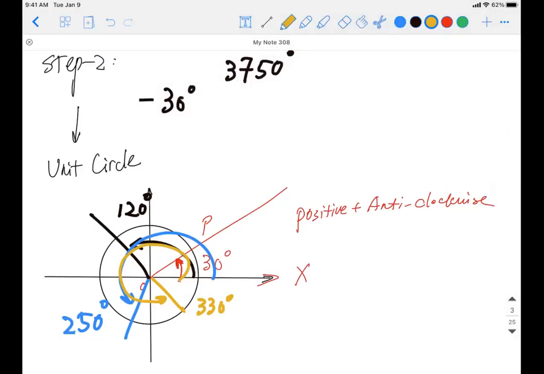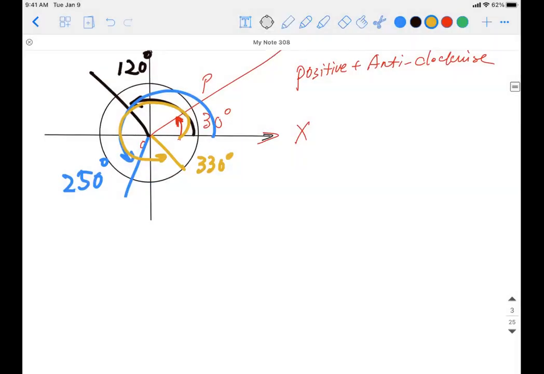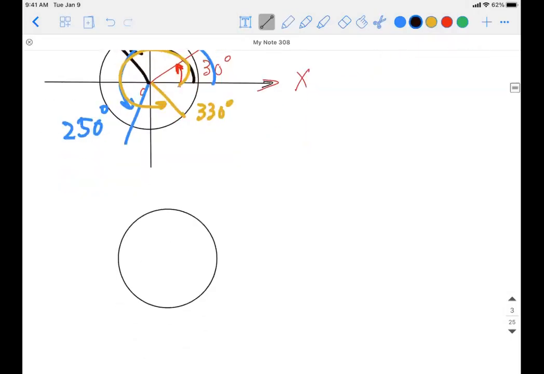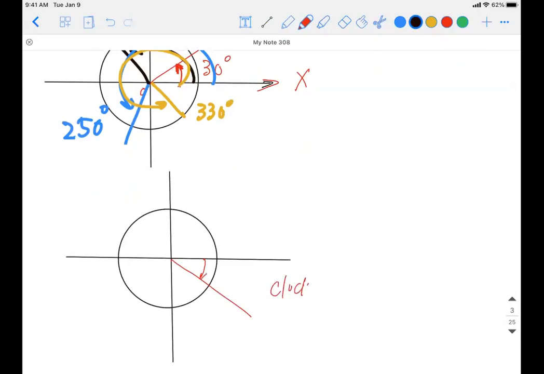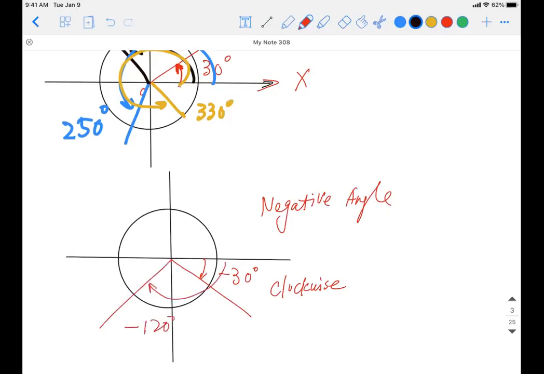Similarly, if I do the same thing from a different direction, let's say with still the same angle, exactly the same thing, but this time my ray goes from here. This is not anti-clockwise, this is actually clockwise, right? I can turn my ray in the clockwise direction. In that case, I'm able to define a negative angle. Let's say this is negative 30 degrees, this is negative 120 degrees, and so on and so forth.